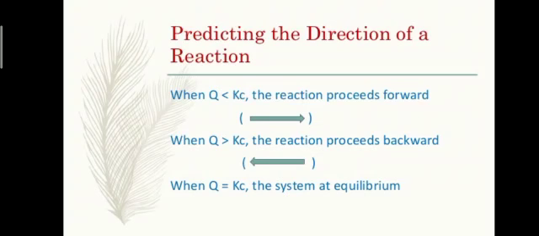When Q, the ratio of concentration of product to the concentration of the reactant, is less than Kc, the reaction will proceed in the forward direction. When Q is greater than Kc, the reaction will proceed in the backward direction. When Q is equal to Kc, the system will be at equilibrium.